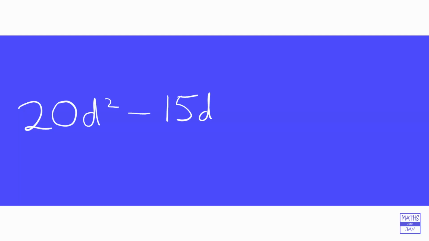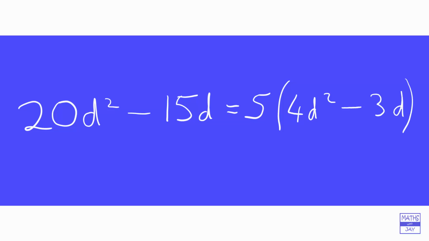Here we're looking at factorising algebraic expressions completely. So here we've got the expression 20d squared minus 15d. Well, you might look at this and think, I can see the two numbers have got a common factor. Let's put that outside a bracket. So we put 5 outside the bracket and then multiply that by 4d squared minus 3d.